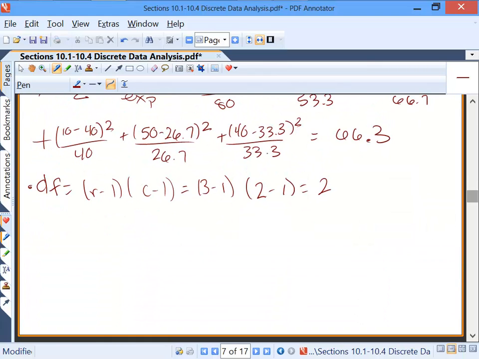But that's kind of a sidetrack. We have 2 degrees of freedom. Now we want to find our p-value.